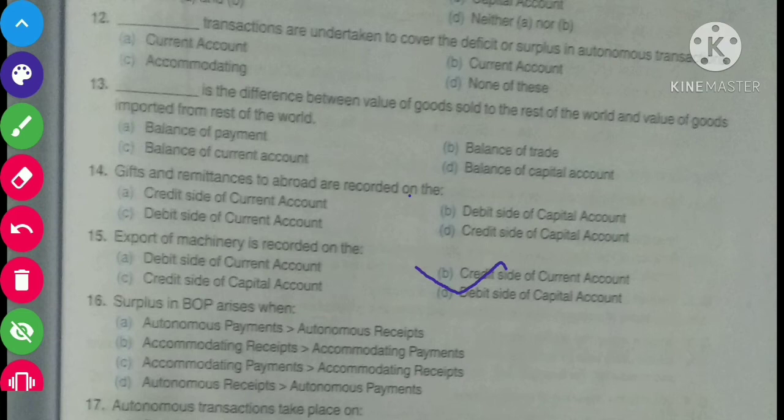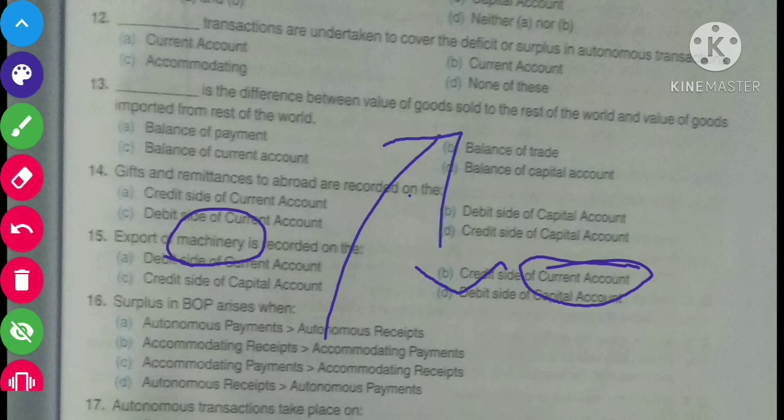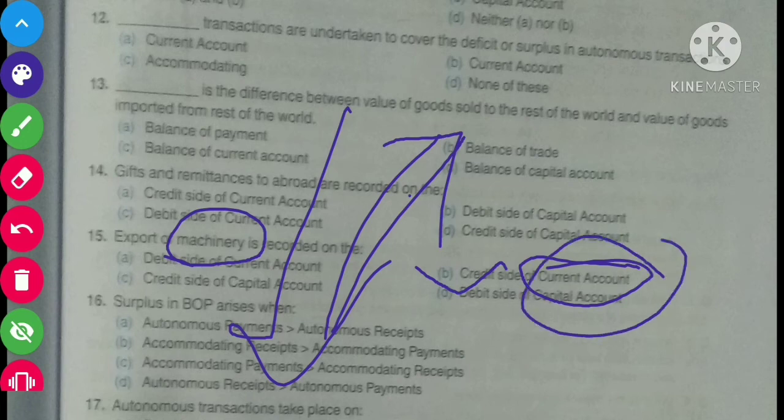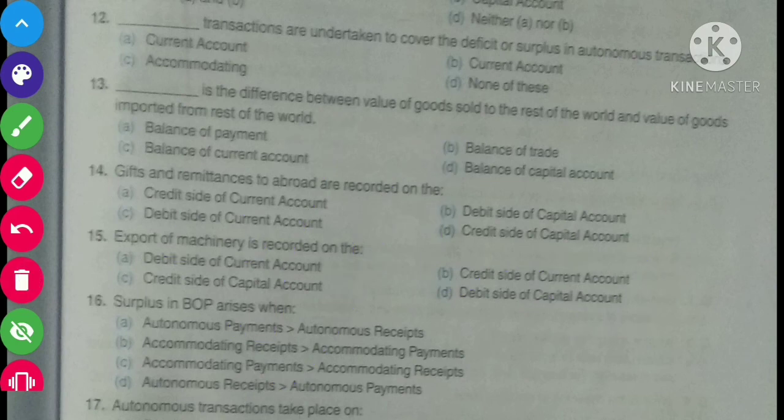Here export and import of goods and services, unilateral transfers, investment income are recorded on current account. So here export of machinery means goods. So in exchange of export there is inflow of foreign exchange. It is recorded on credit side and it is on current account. So here correct answer will be option B, credit side of current account. Move to next question number 16.